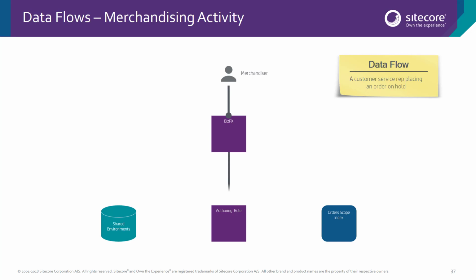The user then selects to place an order on hold, and the request is sent through to the authoring role to action this. The order is updated to have a state of on hold and is persisted back to the order entities table in the shared environments database. It is also added to the on hold orders list and removed from the pending orders list, both stored in the orders list table in the shared environments database.